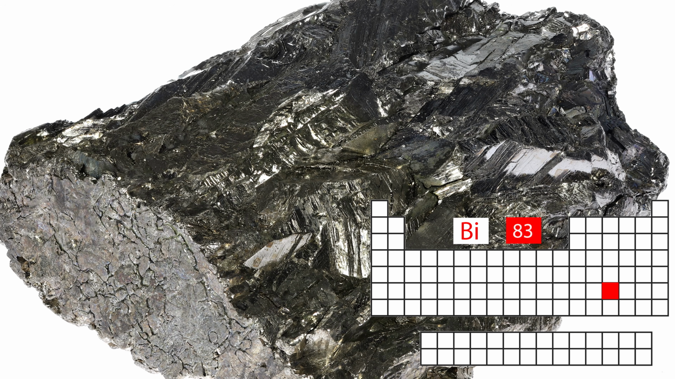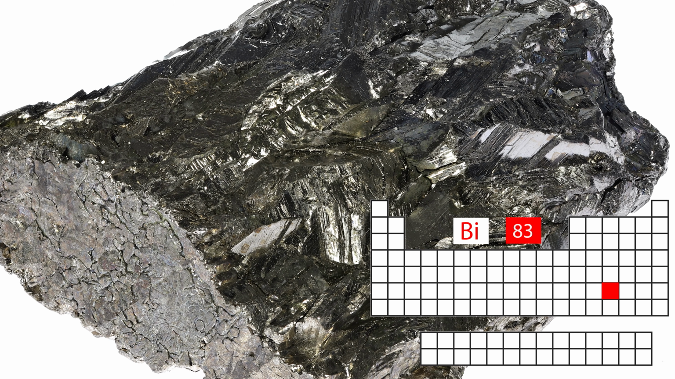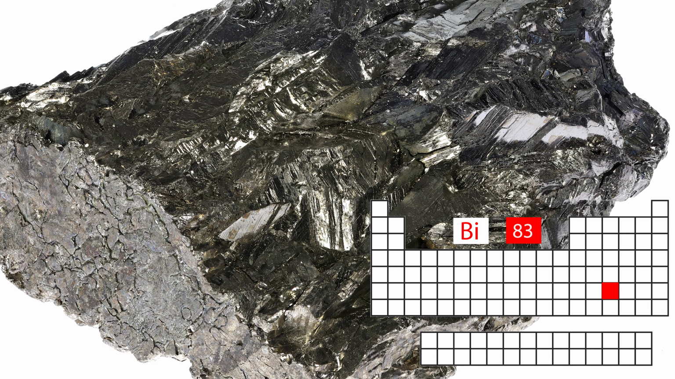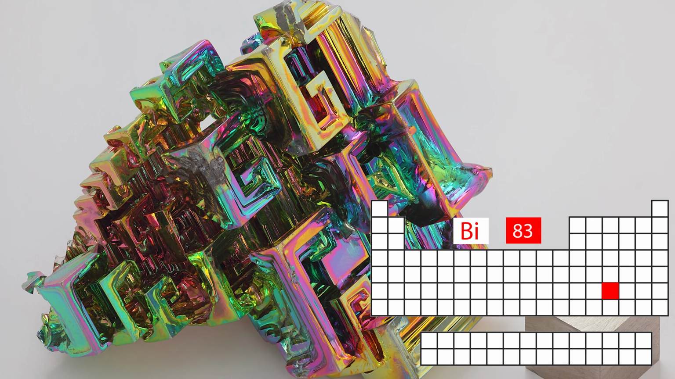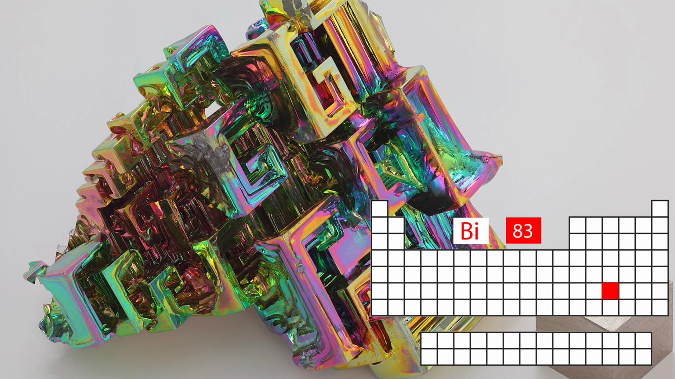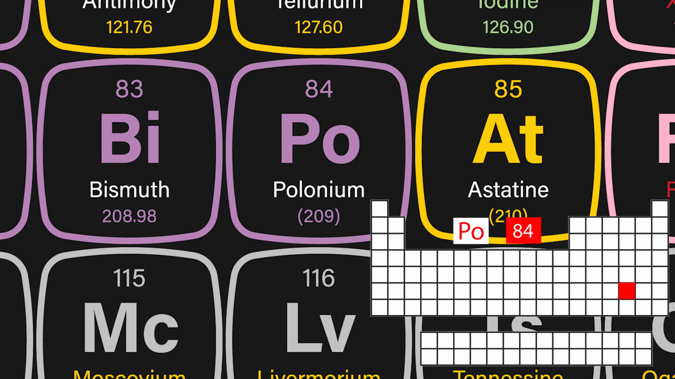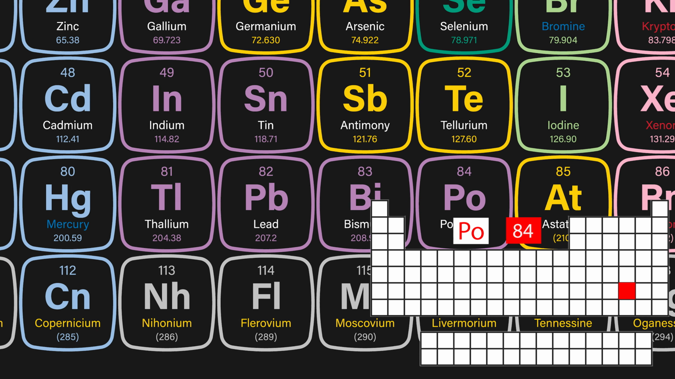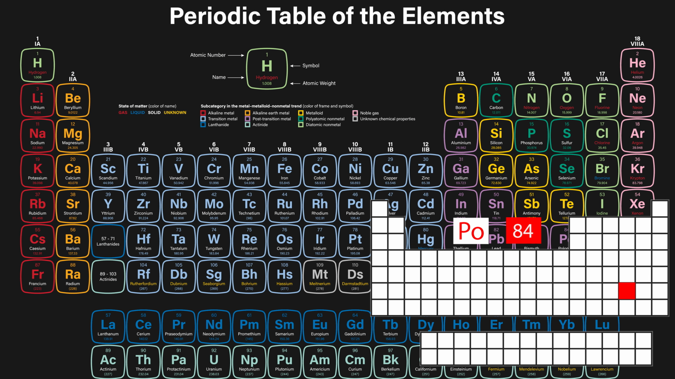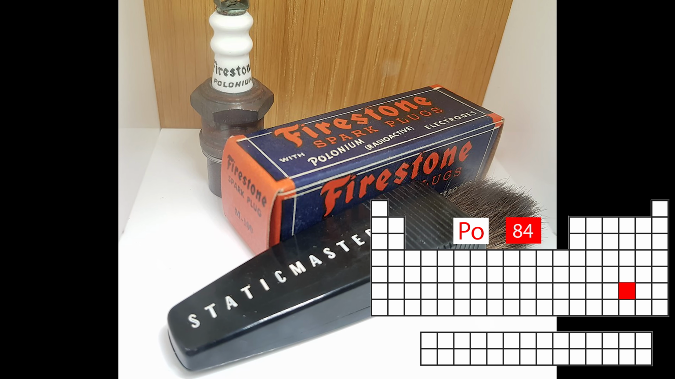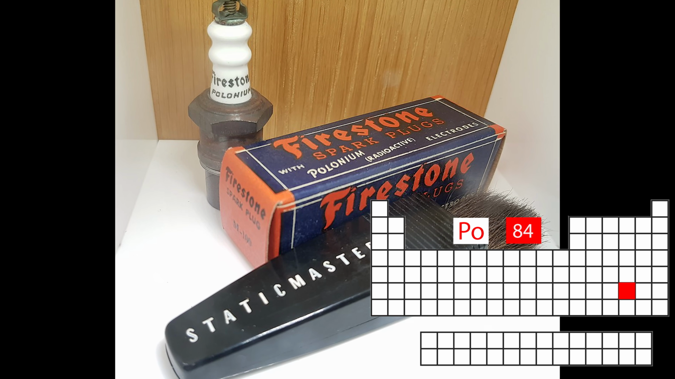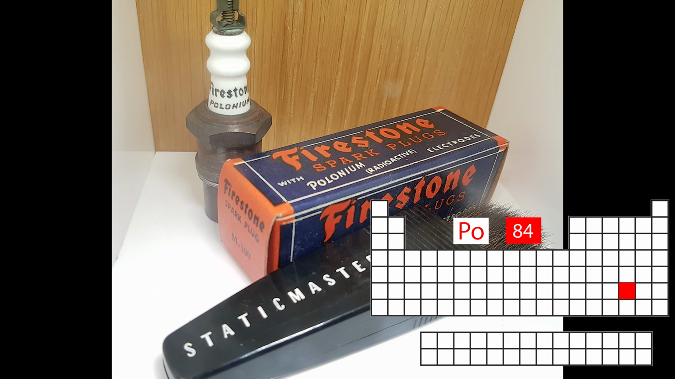Next up is element 83, called bismuth, the heaviest stable element. Fun fact, it forms beautiful stair-stepped cubic crystals that oxidize into rainbow colors that are quite beautiful. Element 84 is called polonium. It was actually discovered by Marie Curie and named after her native Poland. Here's a fun fact: 1 gram of polonium-210, that's an isotope of polonium, reaches a temperature of 500 degrees Celsius, that's over 900 degrees Fahrenheit, due to its intense radioactive decay.